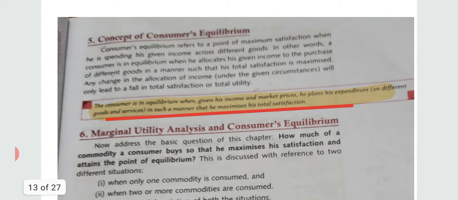Let's start the topic, concept of consumer equilibrium. What is consumer equilibrium? Consumer equilibrium means the consumer plans to spend his income in a way so that he can maximize his satisfaction, or the consumer plans to spend his income on different commodities in a way so that his satisfaction level will be maximized. Suppose the consumer has 1000 rupees, so he plans to spend 1000 rupees on different commodities in a way that the satisfaction level will be maximized.